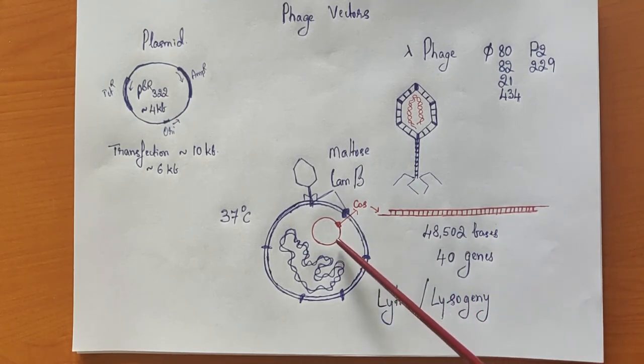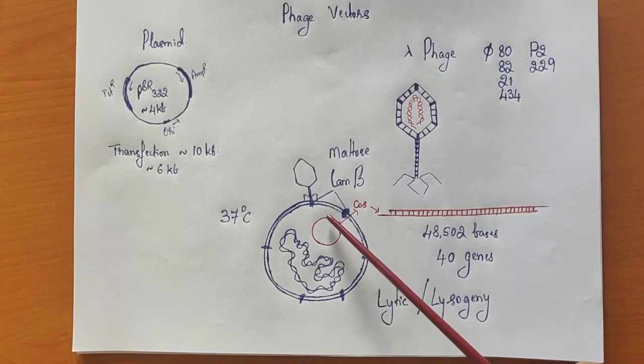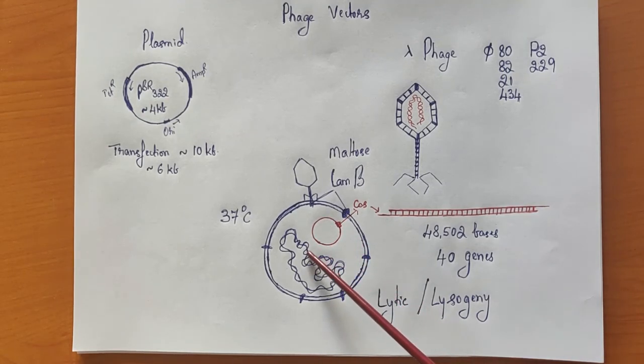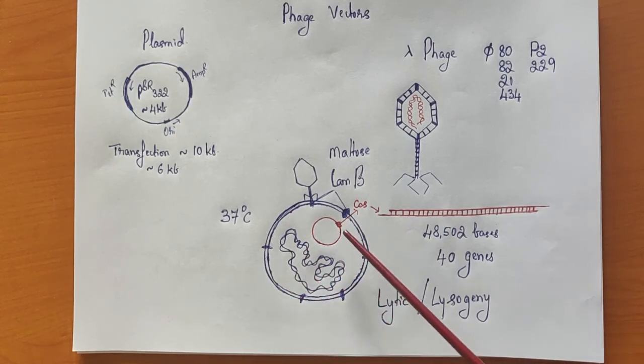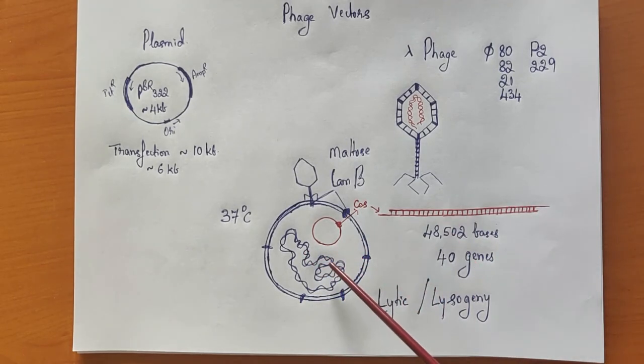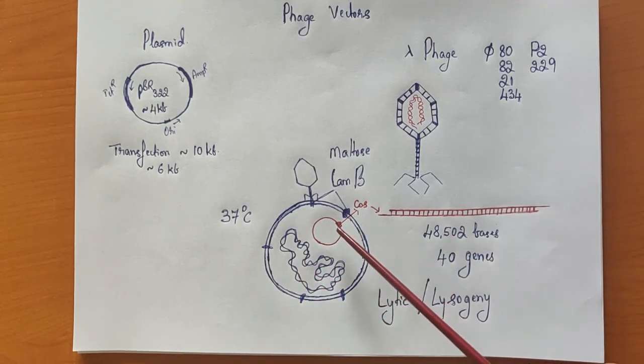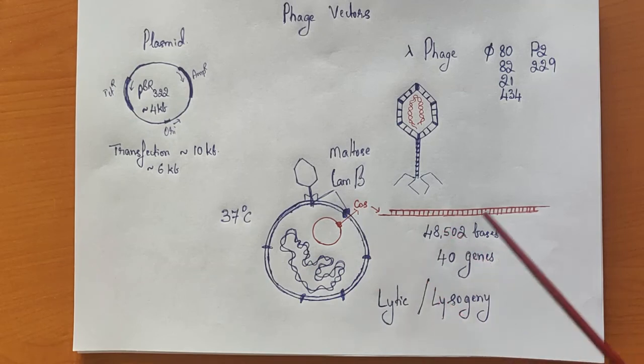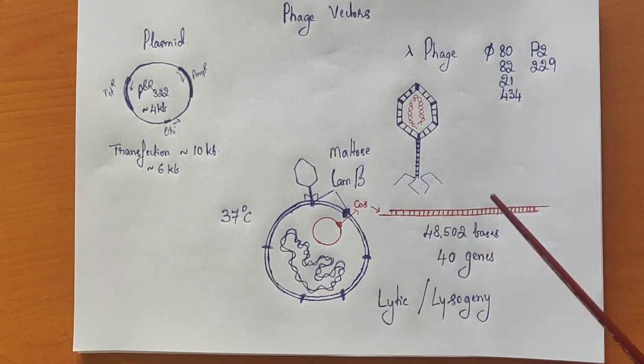In case of lysogeny, this particular DNA will integrate into the host chromosomal DNA so that the cell survives. It is not undergoing any lysis. So once this cell undergoes duplication, the chromosomal DNA also undergoes duplication. Along with the chromosomal DNA, even the viral DNA which got inserted will also multiply. That particular process is called the lysogeny cycle.